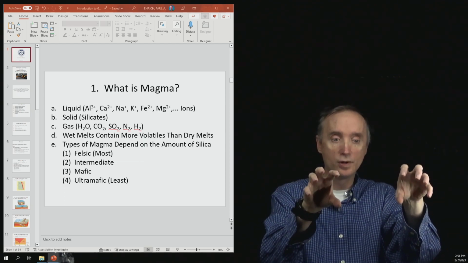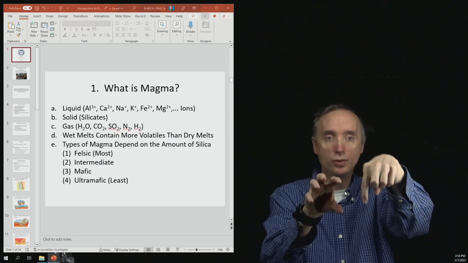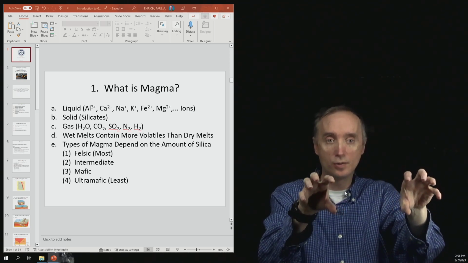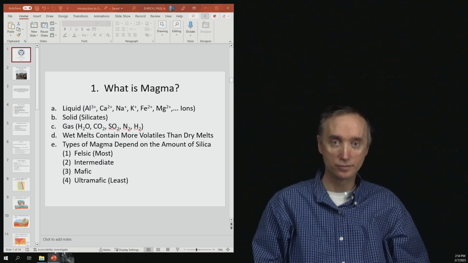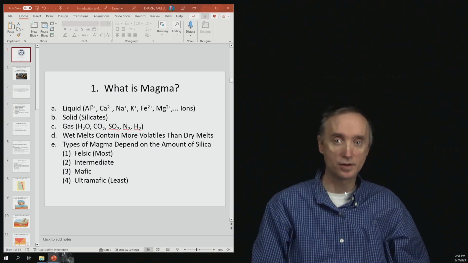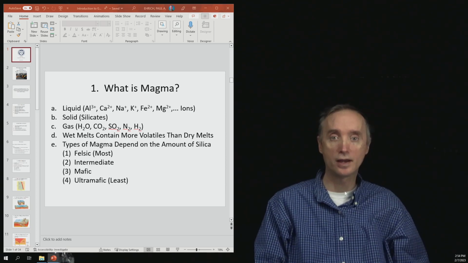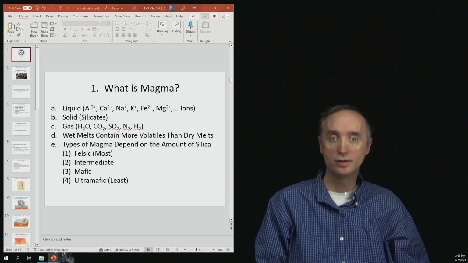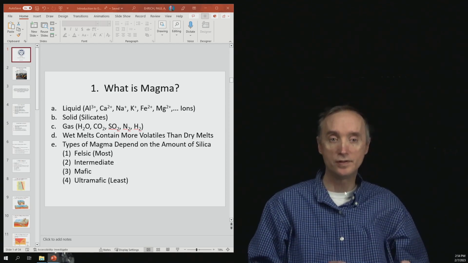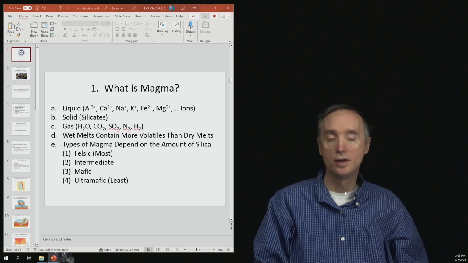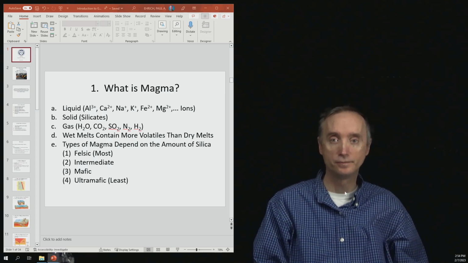So what we needed was something to go in between those things to help hold them together that was positive in charge. And that's what these things are. So the aluminum and the calcium and the sodium, potassium, iron, and magnesium, those are all ions that help to hold these silica tetrahedrons together to make the silica minerals.